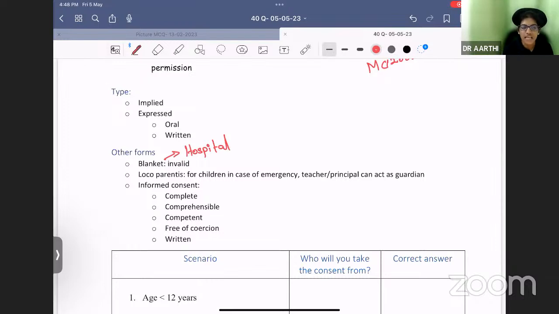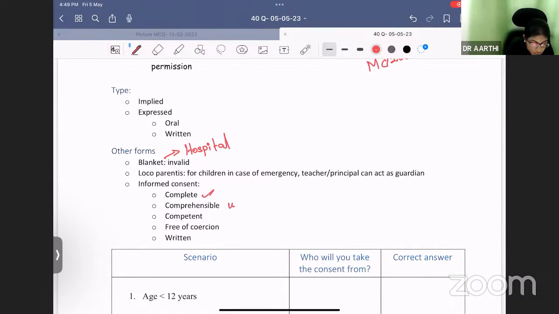Okay, next comes informed consent. When do you call a consent an informed consent? When you have all these C's, right? It should be complete consent. You tell the risks, benefits, alternatives, right? Finance, how much it's going to cost. So that's a complete consent. It needs to be comprehensible, which means the person should be able to understand, right?